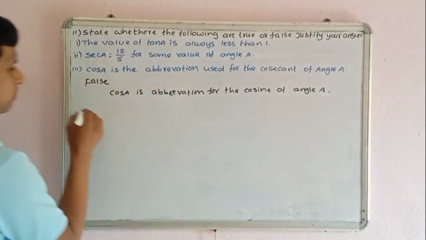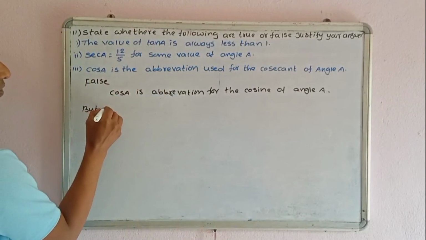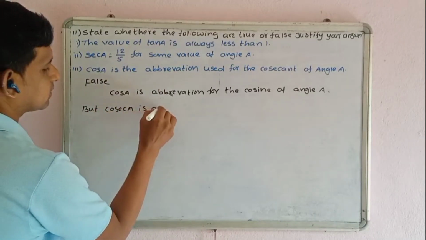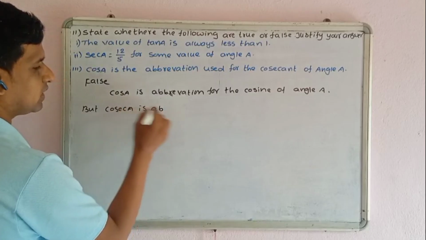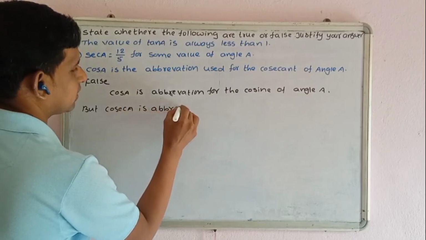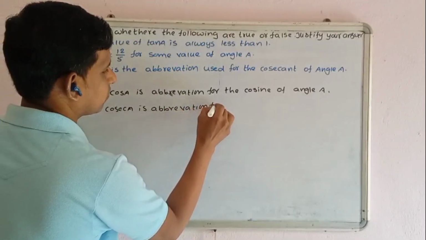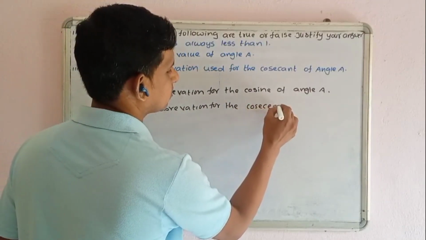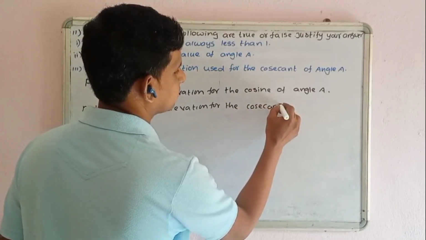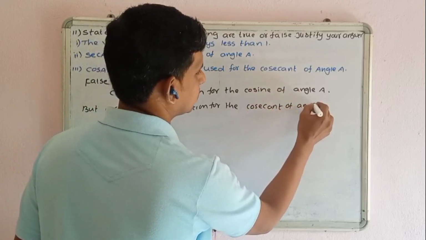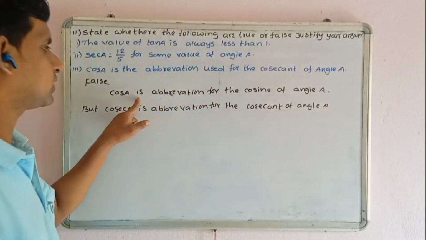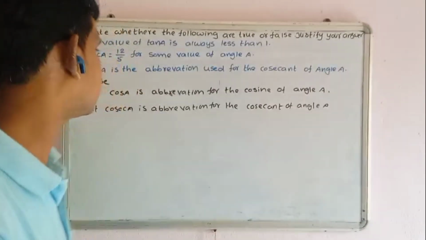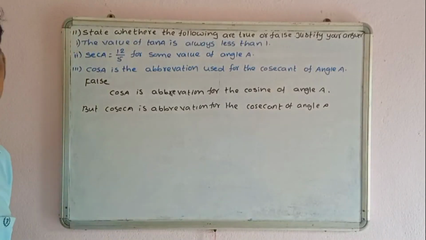Cosecant of angle A is abbreviated as cosec A. So both are different. Cos A is nothing but cosine of angle A, and cosec A is nothing but cosecant of angle A. Both are different. So this is a false statement.